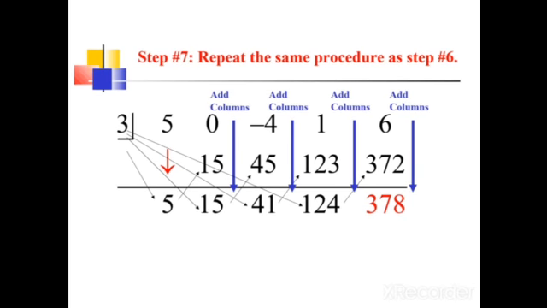As in steps 5 and 6, we continue this procedure, and at last we get 378, not 0. That implies the factor x minus 3 is not a factor of the polynomial equation.